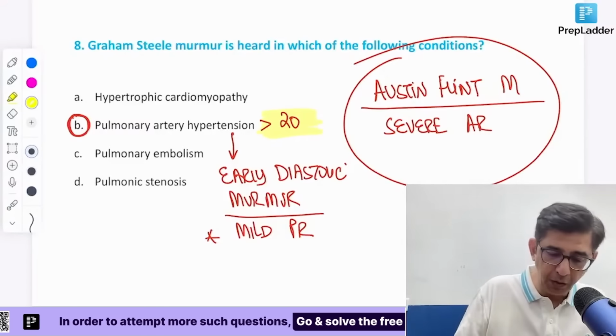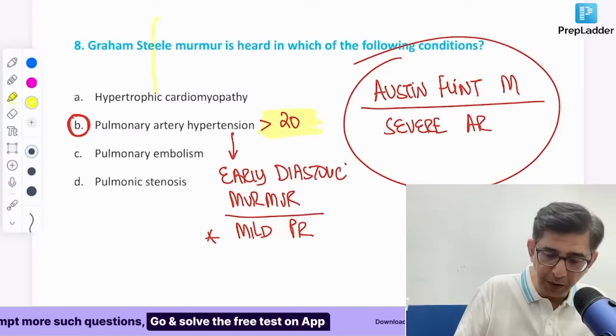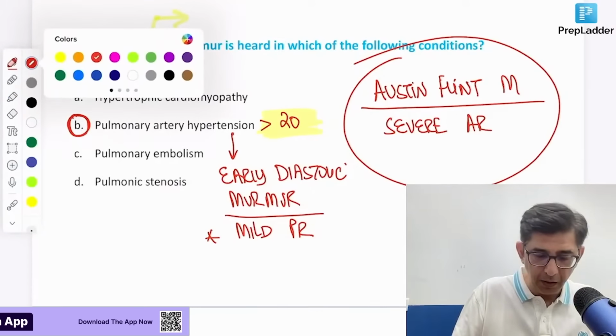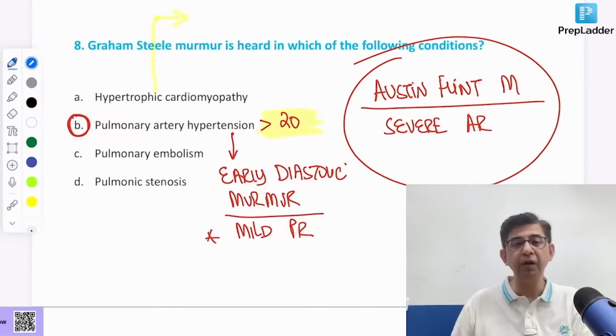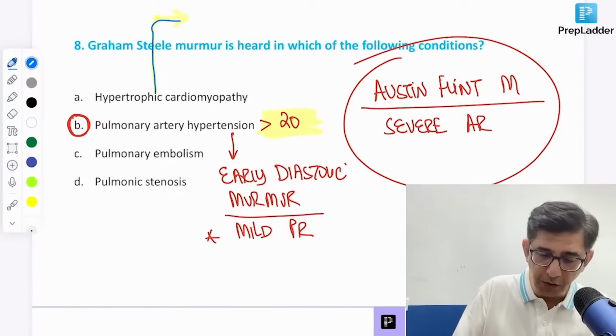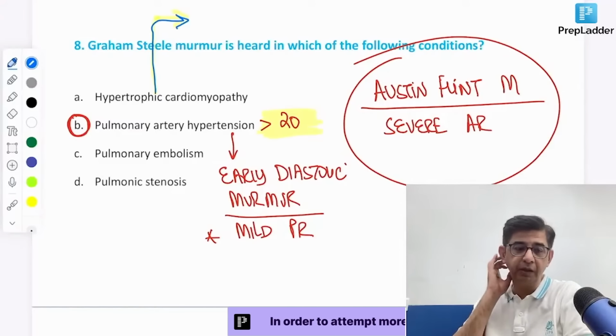Okay, let's comment. Which murmur occurs in hypertrophic cardiomyopathy? What is the name of the murmur in patients of hypertrophic cardiomyopathy? Also tell me the pulse finding here. Tell me the murmur also.